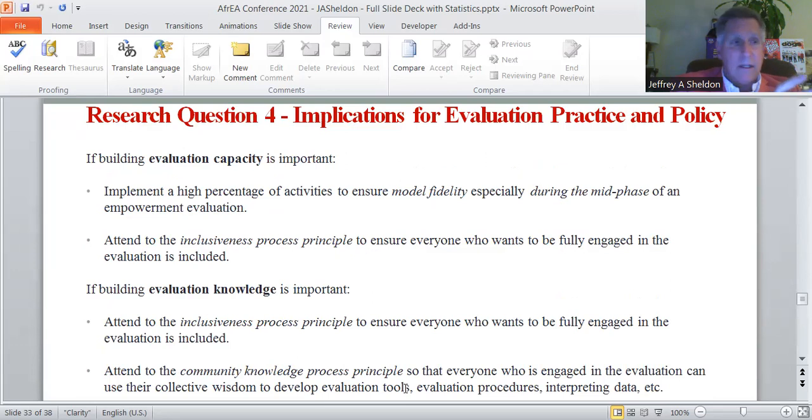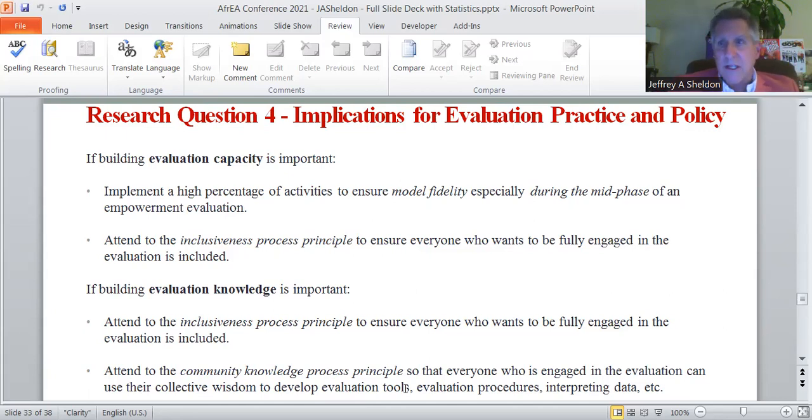aspects are interesting: model fidelity, process principles, outcome principles. Okay, so we know that those things are taking place. Models are being adhered to with fidelity. We know that process principles and outcome principles, which distinguish empowerment evaluation from other stakeholder approaches to evaluation, are evident. Okay, so we know that empowerment evaluations are taking place.